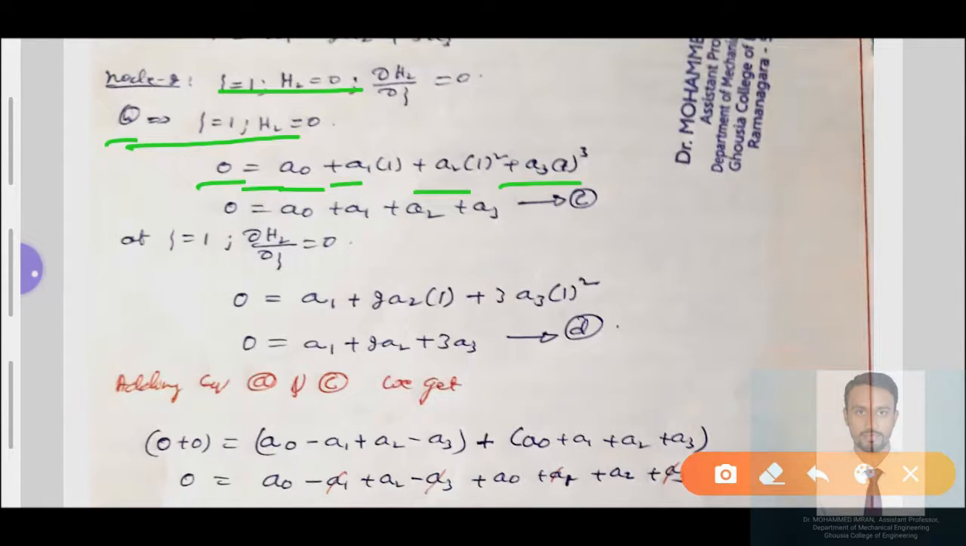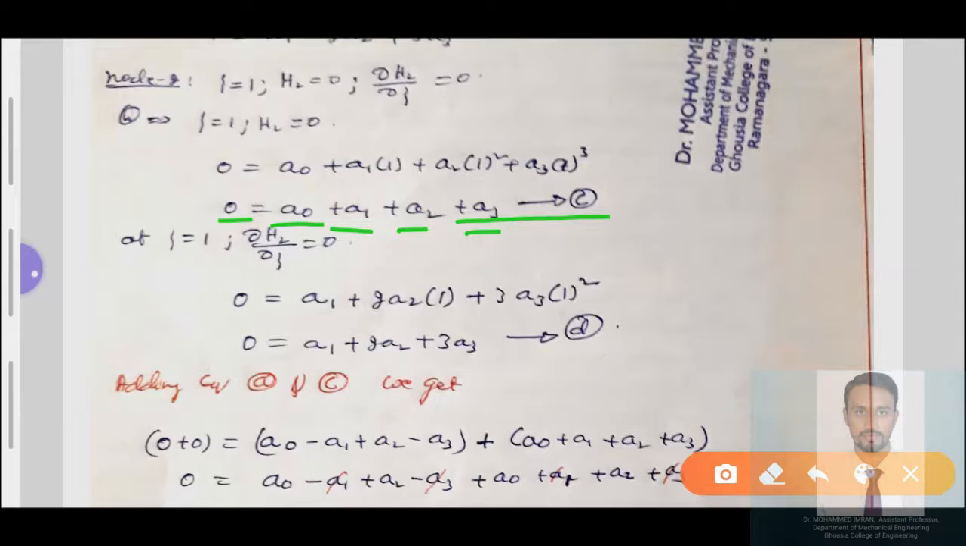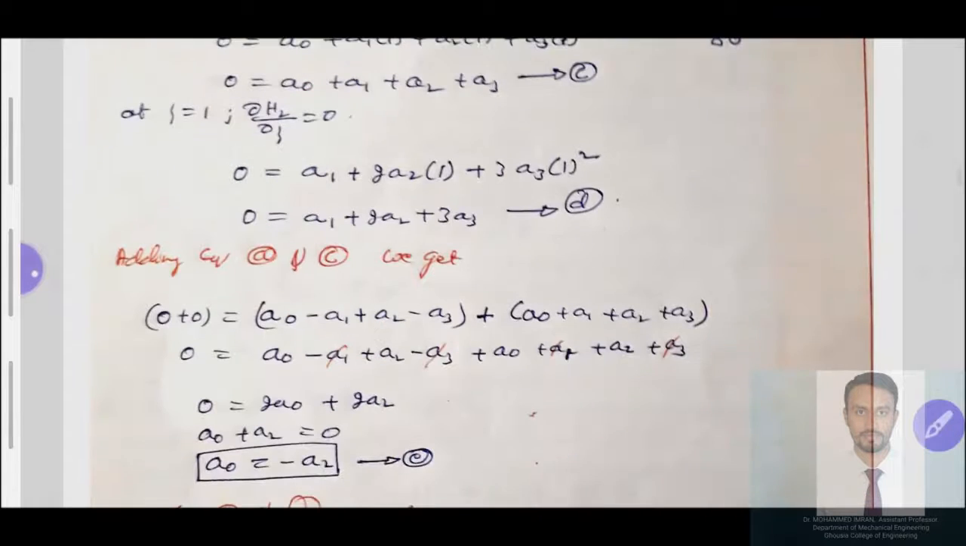Then rearrange this equation: 0 is equal to a0 plus a1 plus a2 plus a3. This equation, as it is, we got again. Why? That will not affect the Hermite shape function at node number 2 with respect to the rotation, assuming that it is not affecting node number 2. All the values we have taken as 0, right? Similarly, we'll get the equation number D with respect to the effect at node number 2.